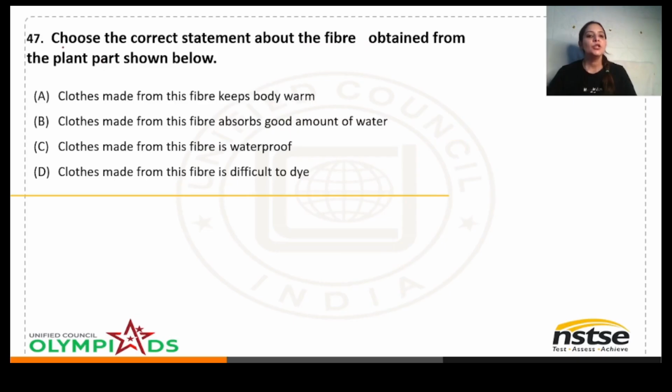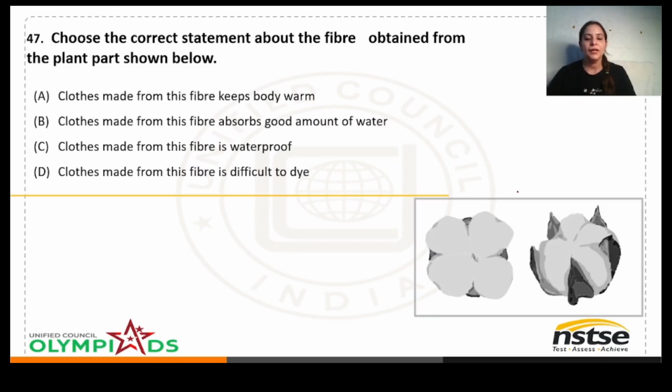Next question. Choose the correct statement about the fiber obtained from the plant part shown below. So this is a plant and you're getting it from the plant part. So let me tell you, this plant is a cotton plant, and cotton plant has flowers, and from its flowers we get cotton.